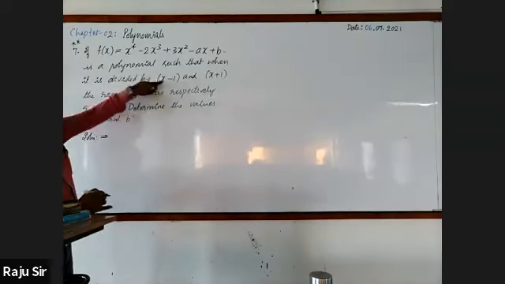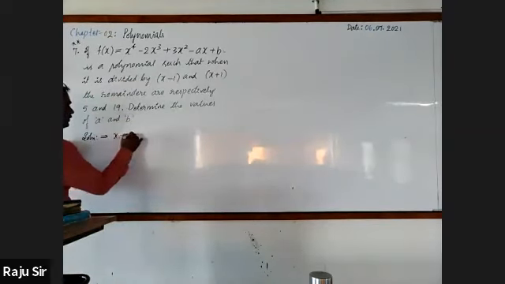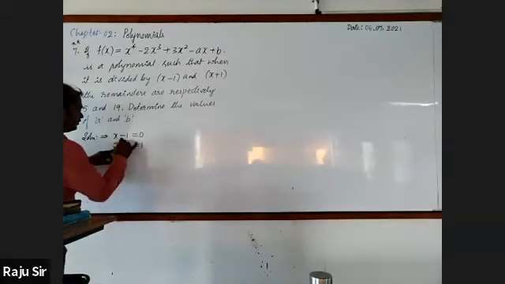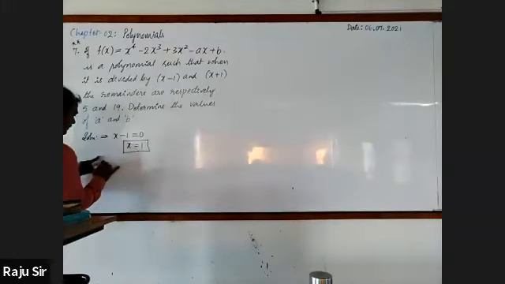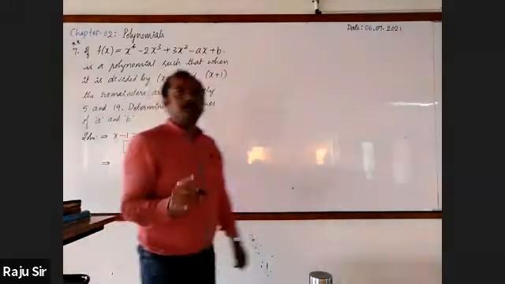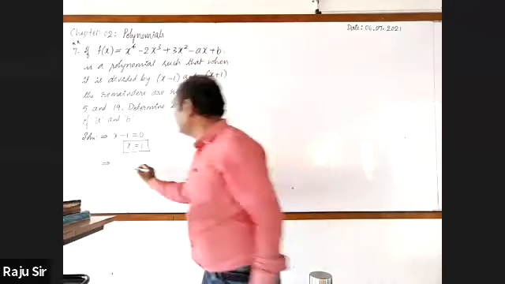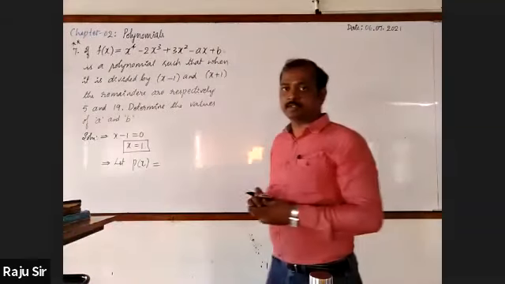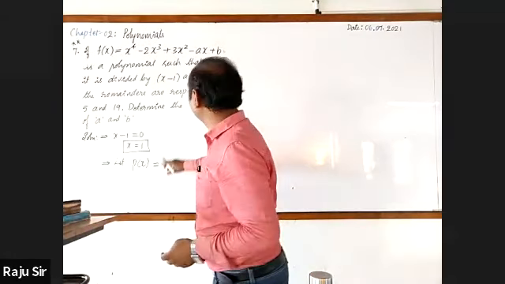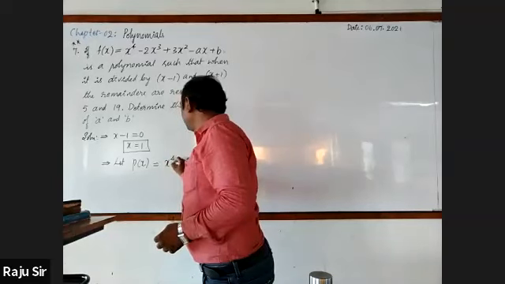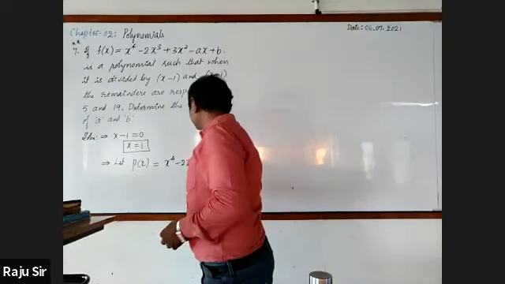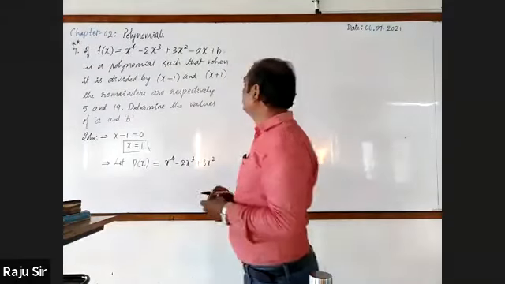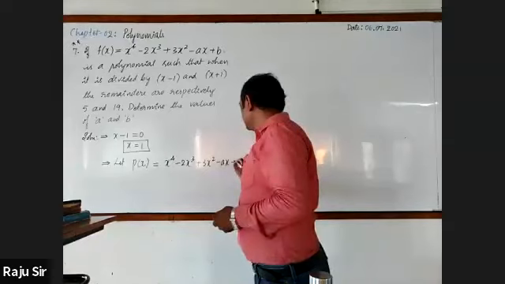Please start writing with me. I take the first divisor. It is x minus 1. Find out its zero. It will be plus 1. Have you got the same? Now take the given polynomial. Let the given polynomial be assumed as P of x, which is equal to x raised to the power 4 minus 2x cube plus 3x square minus ax plus b.